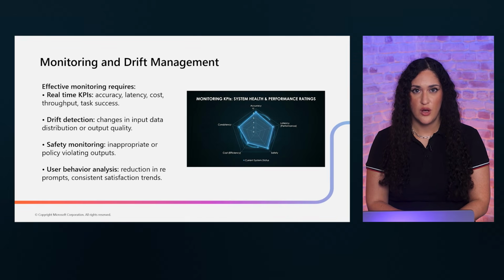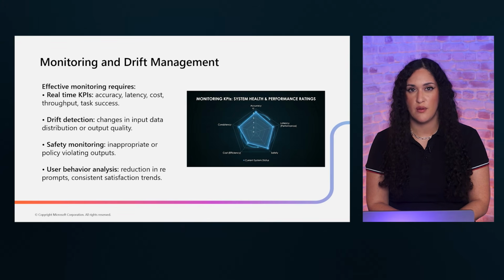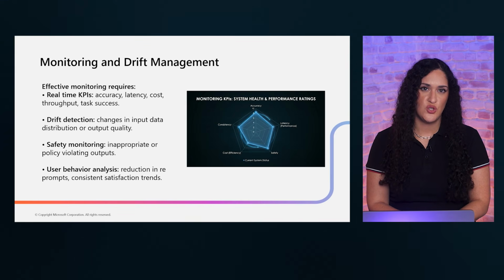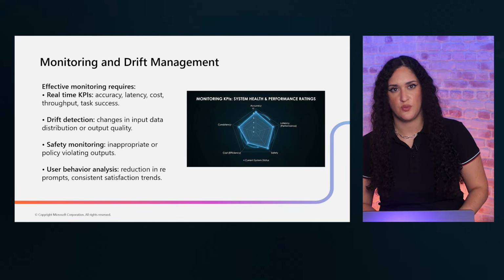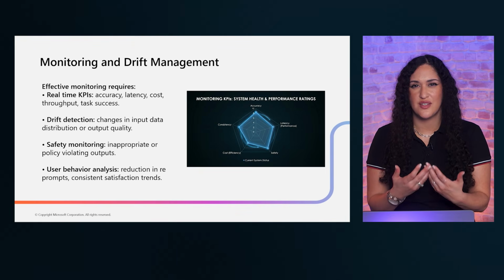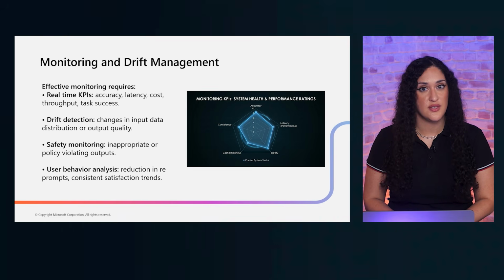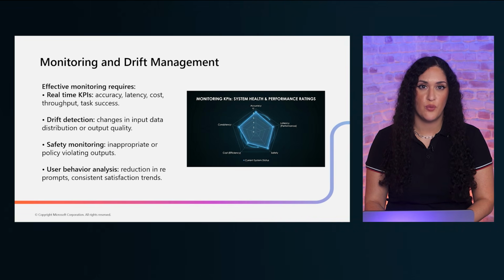Effective monitoring for custom models requires tracking real-time KPIs, including accuracy, latency, cost, throughput, and task success. Implement drift detection to catch changes in input data distribution or output quality before they become critical. Monitor for safety issues like inappropriate or policy-violating outputs. Analyze user behavior patterns such as reduction in reprompts and consistent satisfaction trends. These monitoring dimensions give you a comprehensive view of model health. A model can be accurate but too slow, or fast but drifting on safety. You need the full picture to make informed operational decisions.